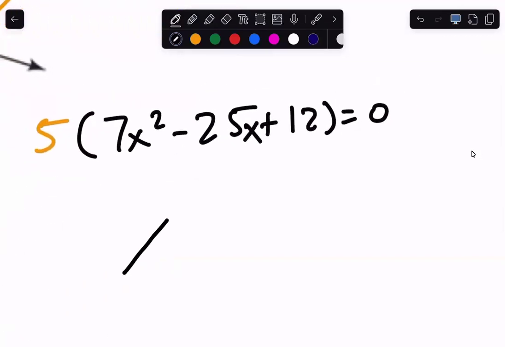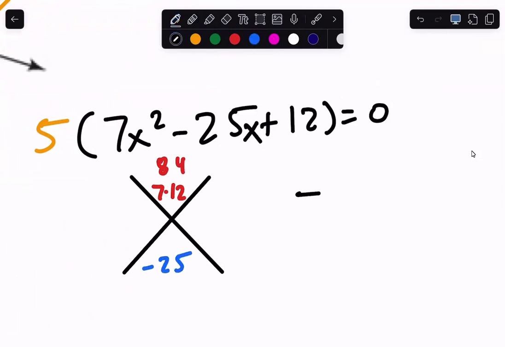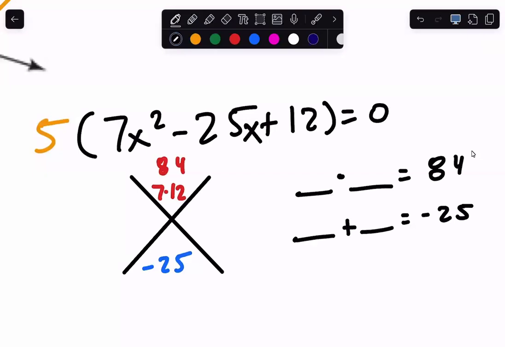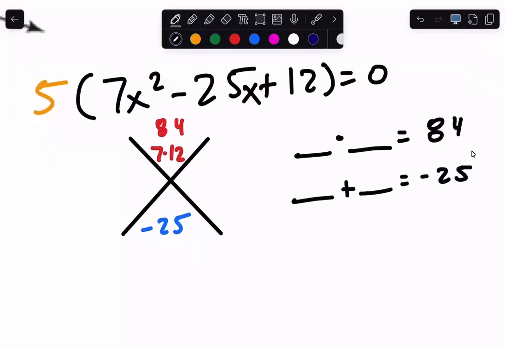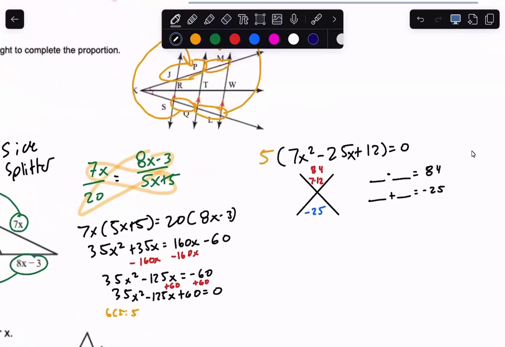All right, here comes the hard part. So I gotta figure out two numbers that multiply to 7 times 12, which is 84, but add to negative 25. So this is the one where we're gonna have to use our brains. Two numbers that multiply to 84, but have the sum of negative 25.